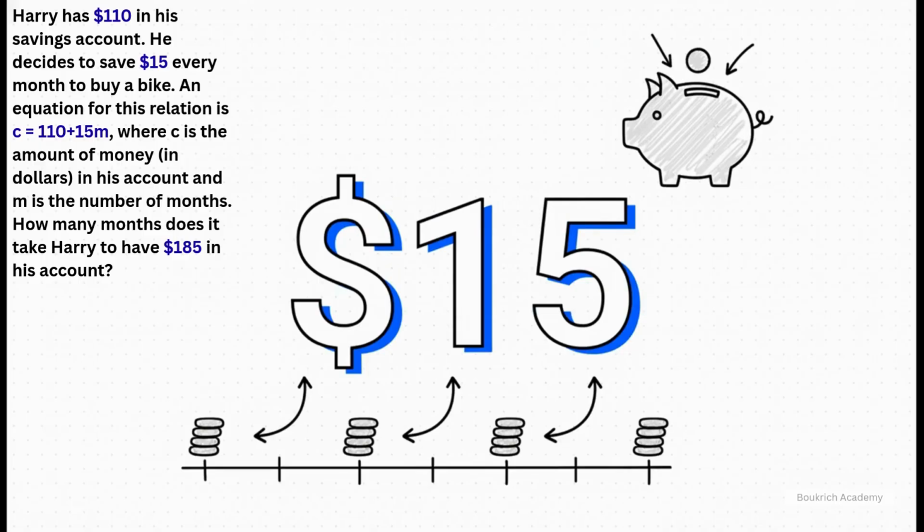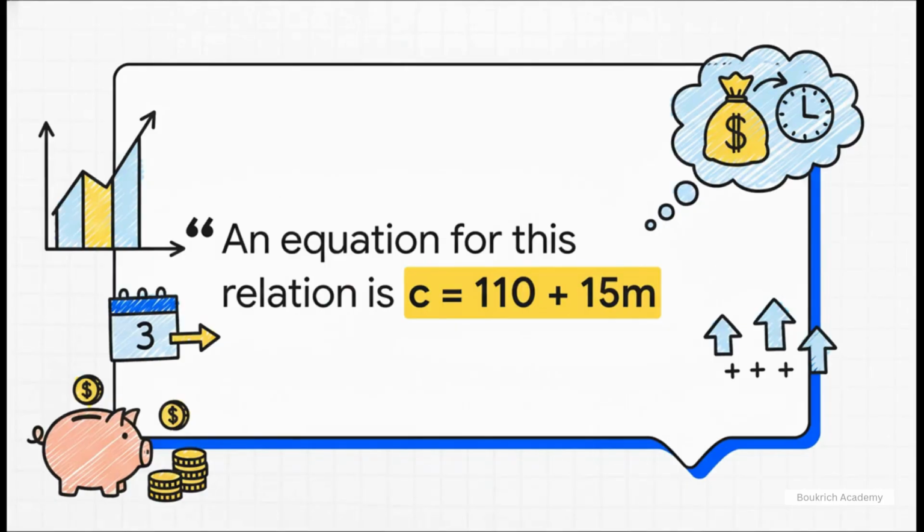And this is his plan. Every single month, Harry is going to add $15 to his savings. This is our rate of change, that predictable amount that gets added over and over and over again. So putting those two pieces together gives us the code for Harry's savings. The total cost, C, is his starting $110 plus $15 for every month, M, that he saves. This simple little equation can now predict his savings at any point in the future.